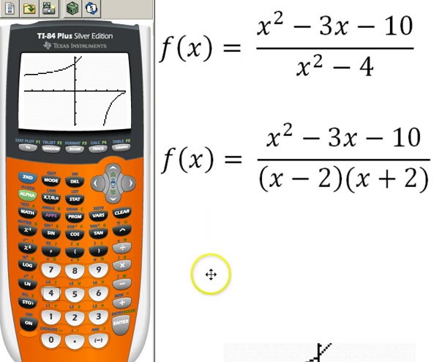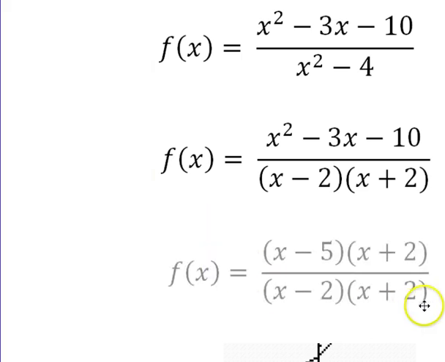If I look at this algebraically, I have to factor the top also. And when I factor the top, I get x minus 5 times x plus 2 over x minus 2 times x plus 2.